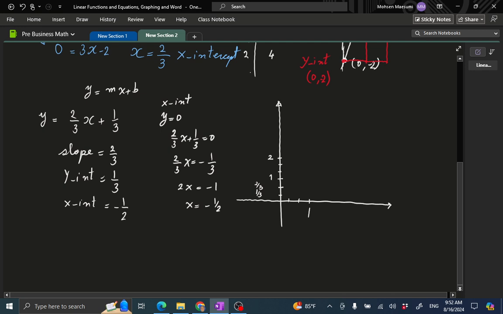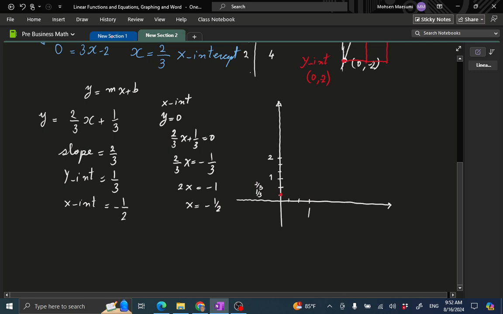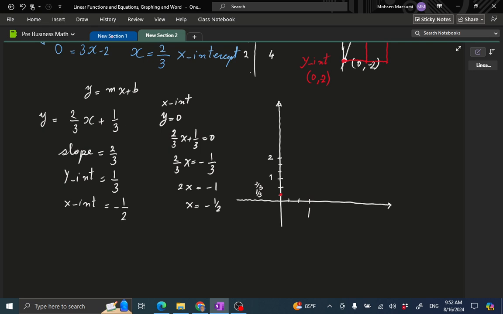So my y-intercept, let me use a different color. So y-intercept is 1/3. And then slope is 2/3. So that means if I go 1 unit to the right, then I'm going to go up 2/3. So 2/3 plus 1/3, that makes it 1. Or think about it like this. If x is 1, then 2/3 plus 1/3 is 1. So this is at the location 1, 1. So this is not too unfriendly.